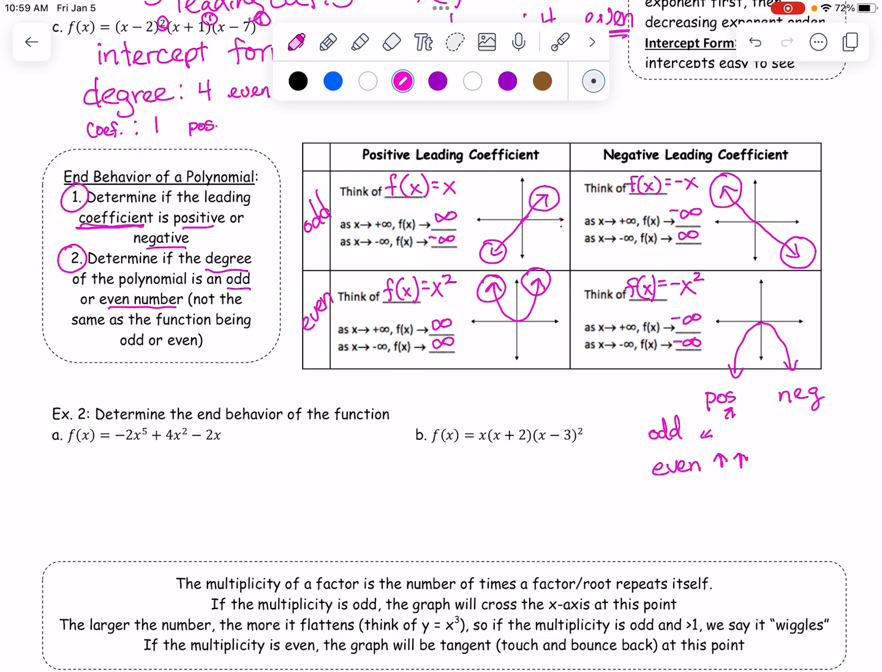So odd means the ends are facing in opposite directions. Even, they're both going to be facing the same direction. So if it's an odd negative, it's going to start high and finish low.